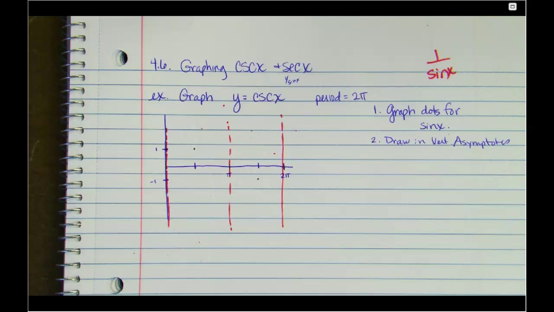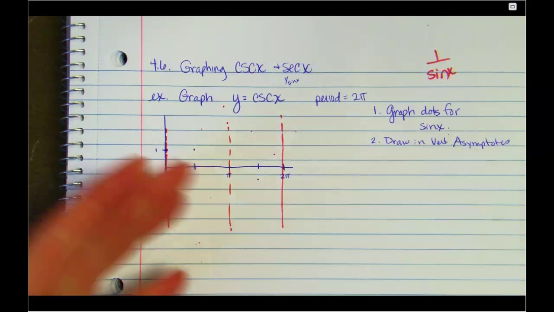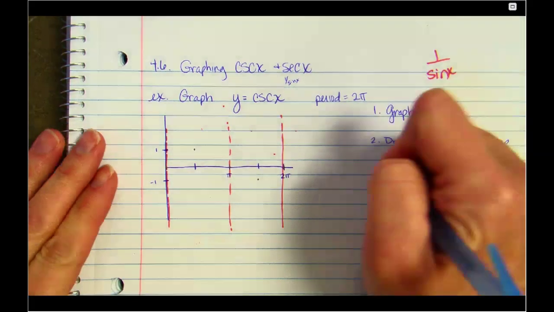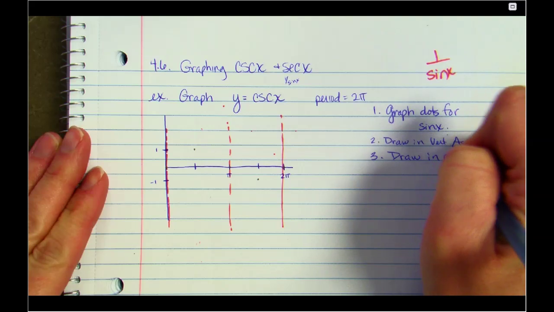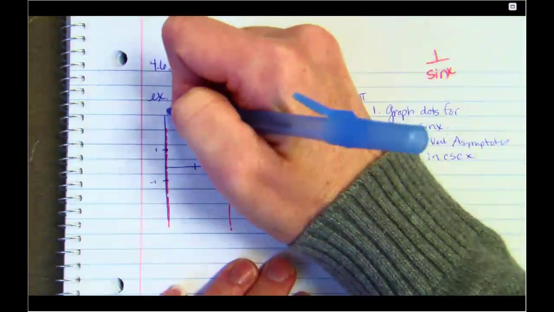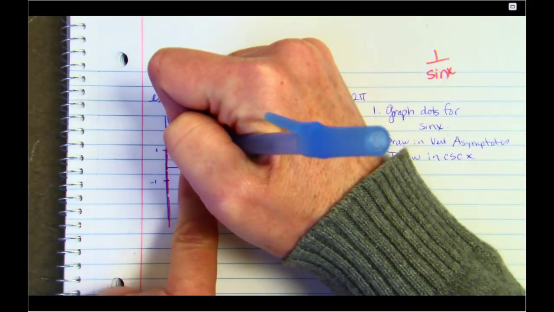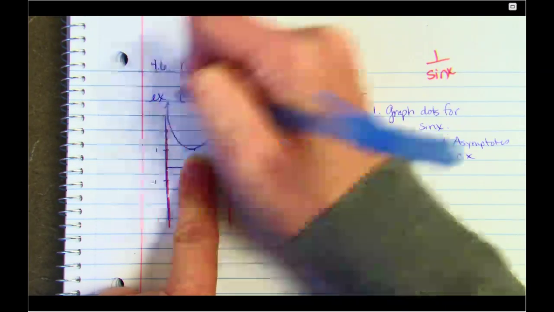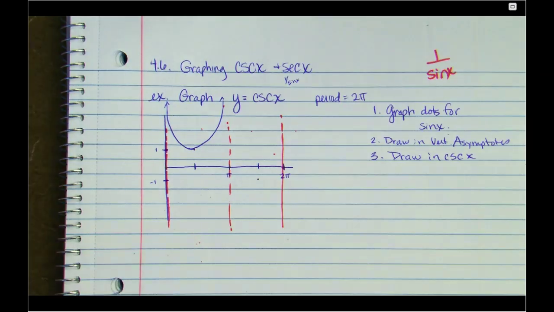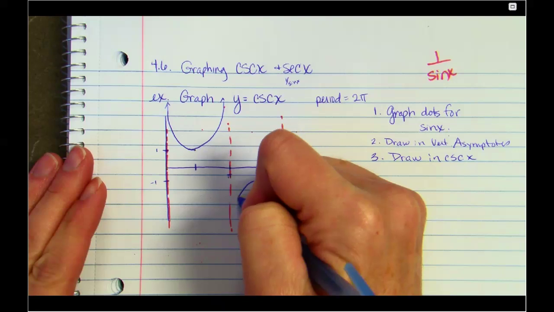So graph the dots for sine so we can make sure that we're putting our vertical asymptotes in the right place. And then we use these dots to be the maximum and minimum of our cosecant graph. Okay, so this guy, cosecant, comes down and touches here. So he has a U-shaped graph first. This is also why you need the vertical asymptotes, because it gives you the guidelines for where this guy goes. And this guy is the N shape.